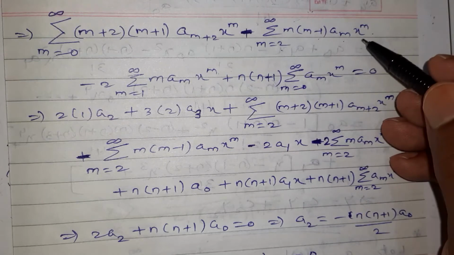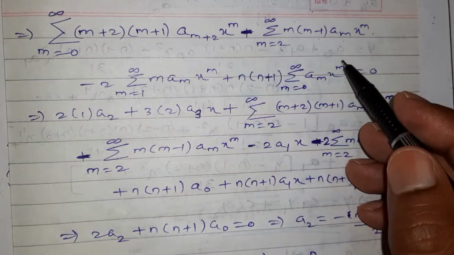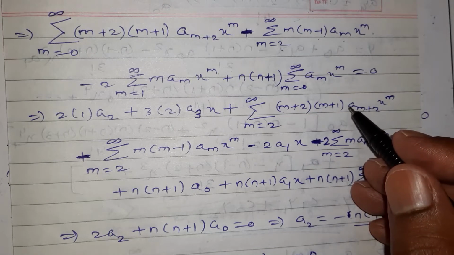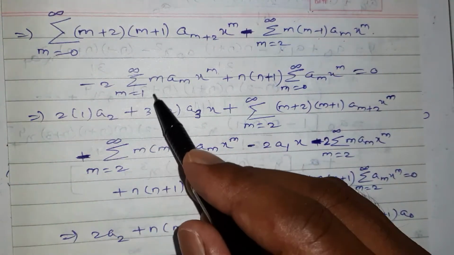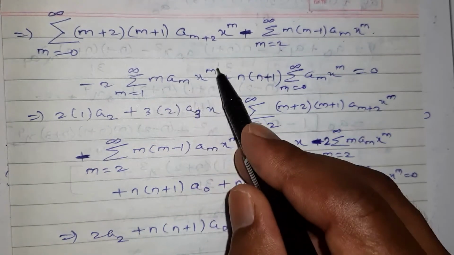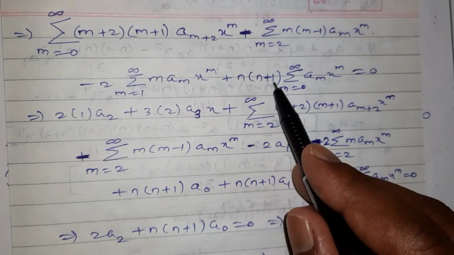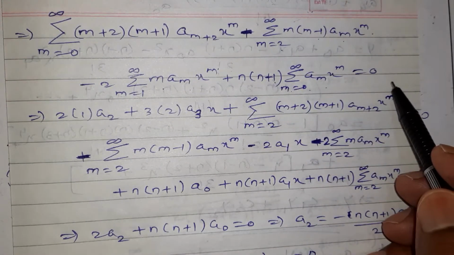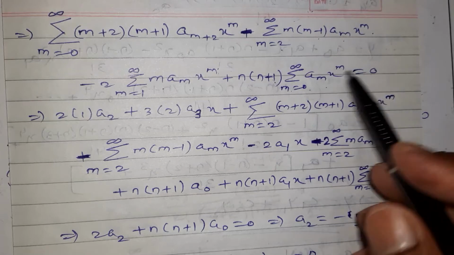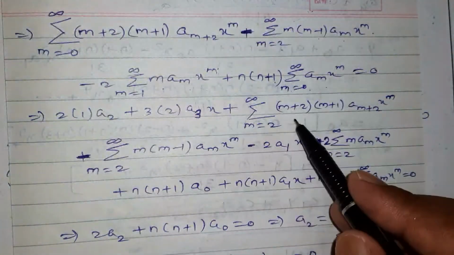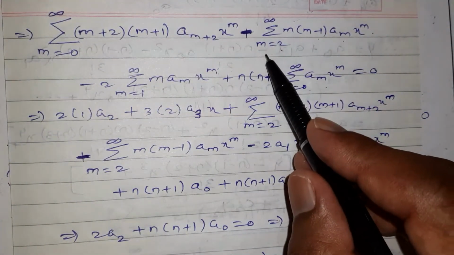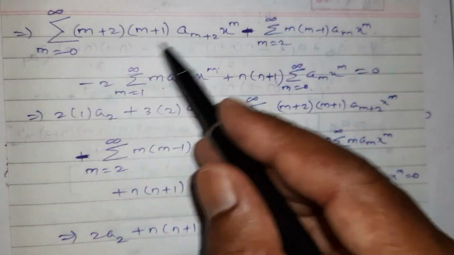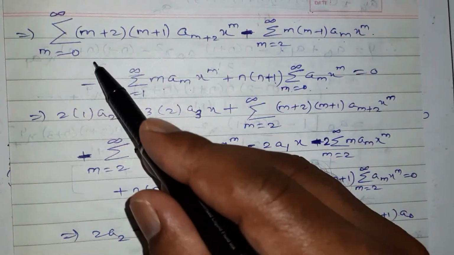I know that you have understood the concept, that's why I am just reading it instead of writing, because I have to complete this equation within the time. So here minus 2, m equal to 1 to infinity, m am x raised to m, plus n into (n plus 1), m equal to 0 to infinity, am x raised to m equal to 0. Now if you see the terms, the highest series starts from m equal to 2. So from the remaining series we can take a few terms outside so that my series gets started from 2.